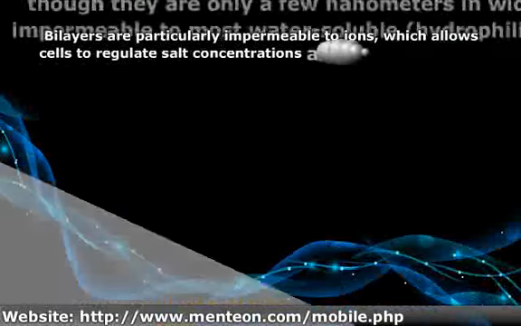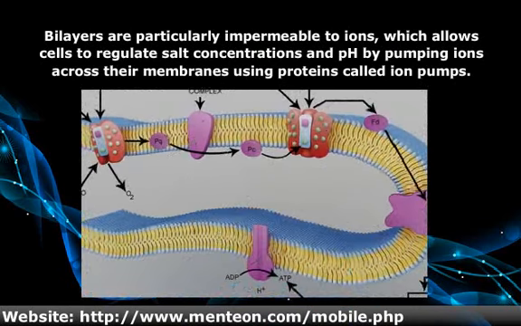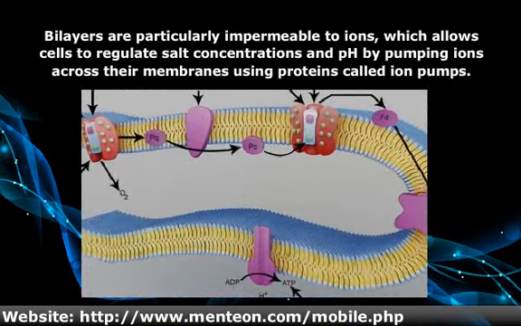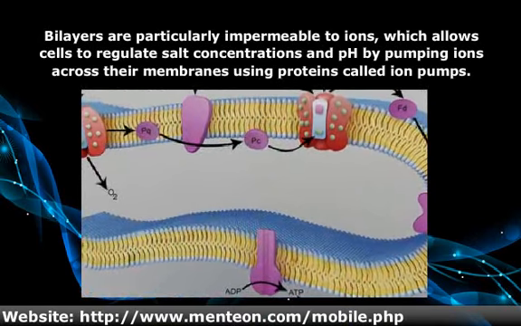Bilayers are particularly impermeable to ions, which allows cells to regulate salt concentrations and pH by pumping ions across their membranes using proteins called ion pumps.